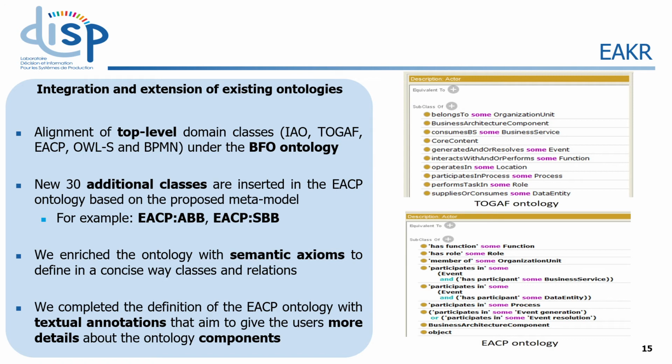So regarding the integration and extension of existing ontologies, we have realized an alignment of top-level domain classes, which are EAO, TOGAF, EACP, OLS, and BPMN under the BFO ontology. And we have added 30 additional classes and inserted them in the EACP ontology based on the proposed meta-model. And we enrich the ontology with semantic axioms to define in a concise way classes and the different relations. And finally, we have completed the definition of the EACP ontology with textual annotations that aim to give the users more detail about the ontology components.